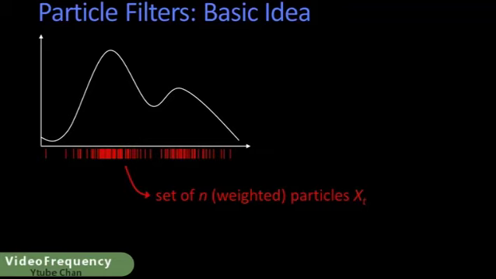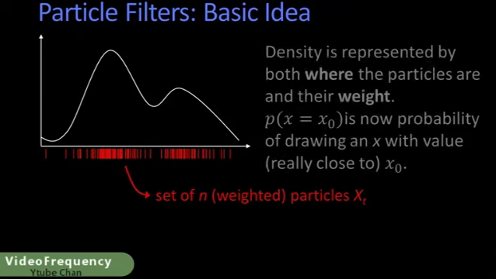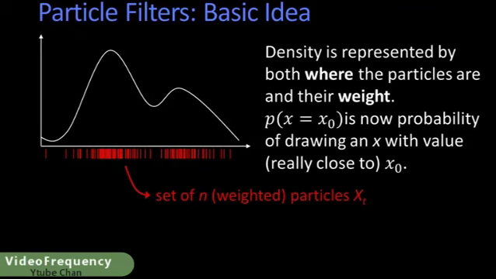And you'll notice it says weighted here in parentheses, because sometimes they're weighted or sometimes they all have the same weight. The density is represented by where the particles are. So you see we have a nice high density here, lots and lots of particles there. Okay? Not so many particles here, not so many here, and lots of them there. All right? So that's where they are.